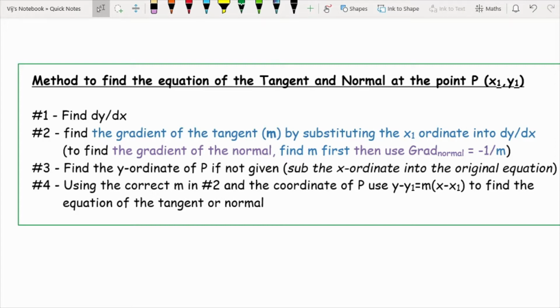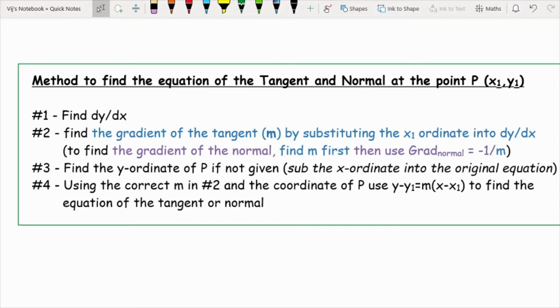And then the final step is using the correct gradient, so whether it's the gradient of the normal or the tangent that you're looking for, and the coordinate, you substitute that into y minus y1 equals m(x minus x1), and you'd find the equation of the tangent and normal.